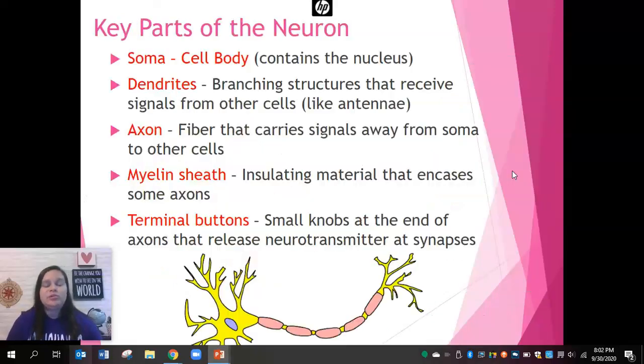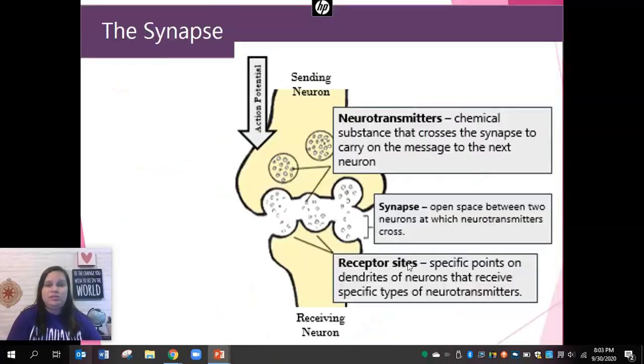So here we've got a little bit of a summary in words other than just what I was saying. Our soma, or cell body, is what contains the nucleus. The dendrites, those were the branching structures that receive signals from other cells. They're like the antenna. The axon is that long, thin fiber that carries signals away from the soma to the other cells. The myelin sheath is our fatty substance that insulates and encases the axon. And then our terminal buttons, terminal branches, different names, those are the small knobs at the end of the axon that release the neurotransmitters to the synapses.